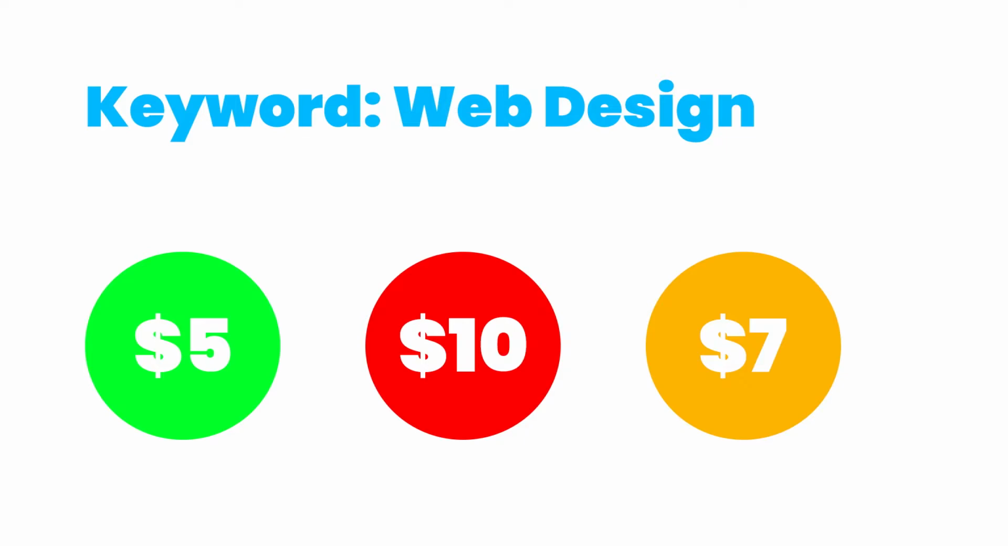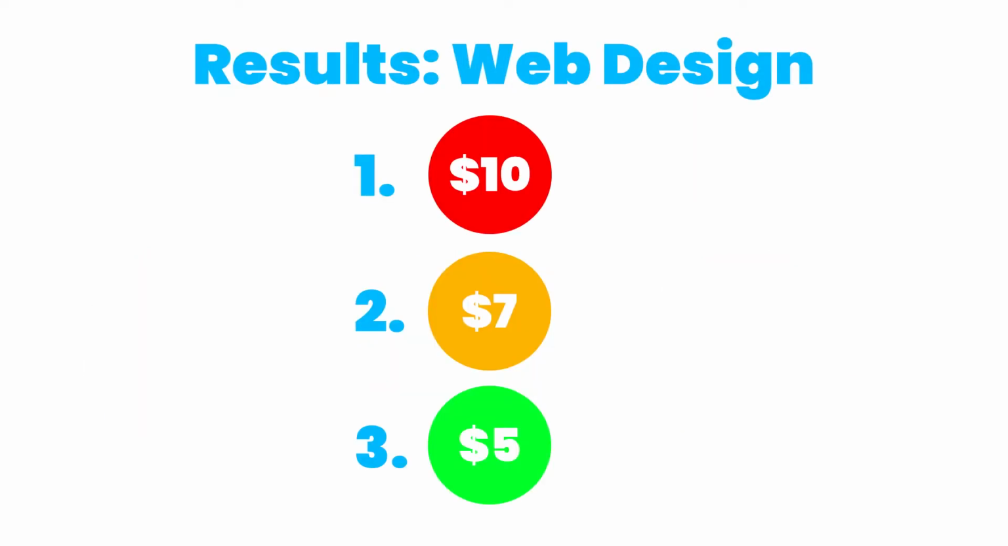Okay, so we've got 3 companies all bidding on the same word. This is what the search results would look like, with the company who's willing to pay the most per click on top, second most, and then third most. And that's basically, in a nutshell, how the bidding system works.